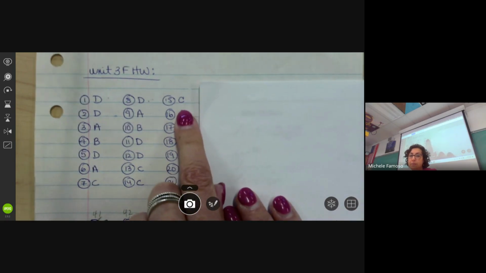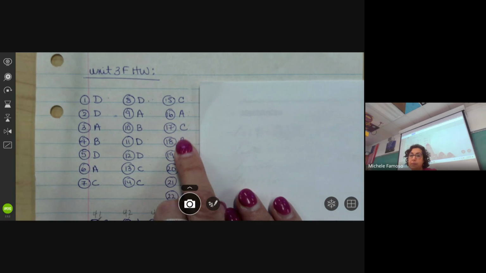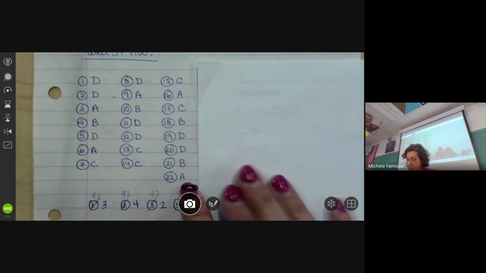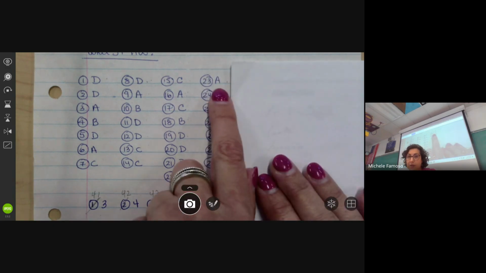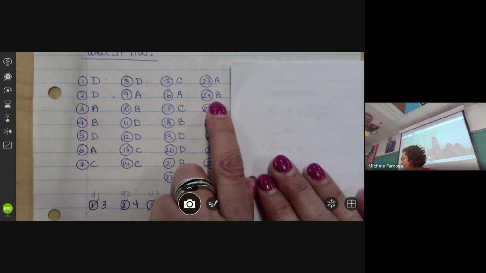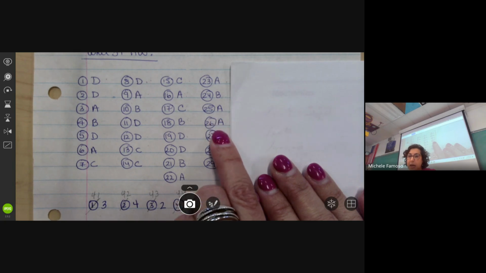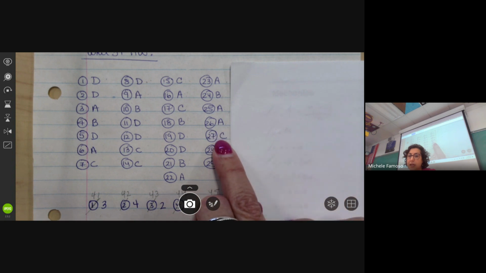15 is C. 16 is A. 17 is C. 18 is B. 19 is D. 20 is D. 21 is B. 22 is A. 23 is A. 24 is B. 25 is A. 26 is A. 27 is C. 28 is B. 29 is A.